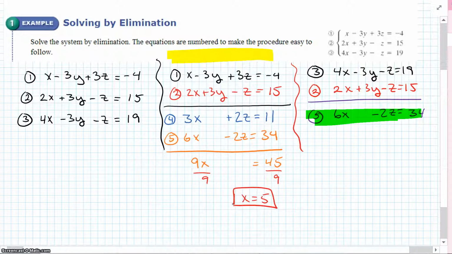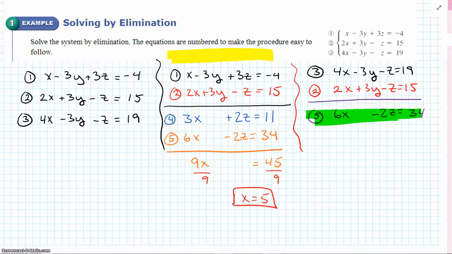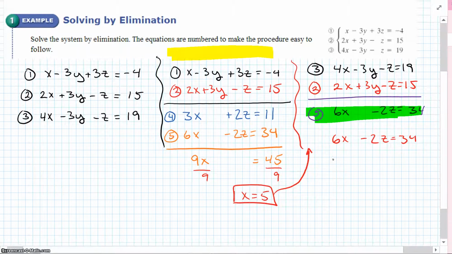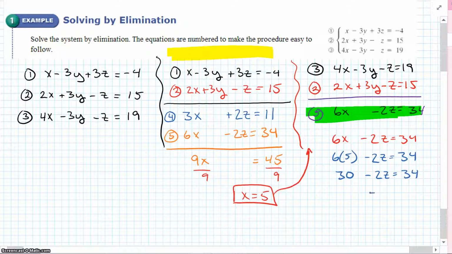Now, since I've solved for x equals 5, I can plug that back into equation 4 or 5, either of the 2 variable equations, and solve for z. I'm going to plug it into equation 5, which was 6x minus 2z equals 34. Plug in our value of x, so it's 6 times 5 minus 2z equals 34. That would be 30 minus 2z equals 34. Subtract 30 from each side. I get negative 2z equals 4. Divide each side by negative 2. I get z equals negative 2.